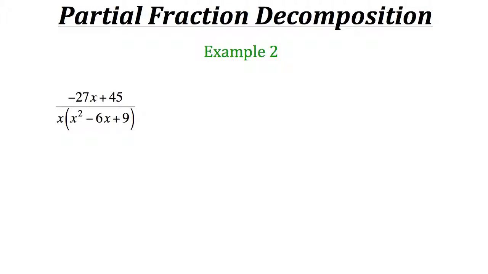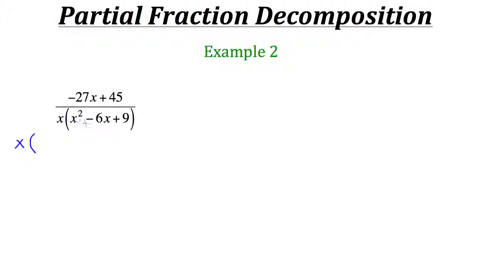Now let's take a look at another example. For this one, we'll want to do the same thing. We want to take this rational expression and use partial fraction decomposition to simplify it into multiple smaller fractions. So as we did before, we want to take our denominator and find all of its factors. Now as of right now, we already have a factor laid out for us, which is x. So now we need to see if x squared minus 6x plus 9 can be factored out any more than it already is, which in this case it can be.